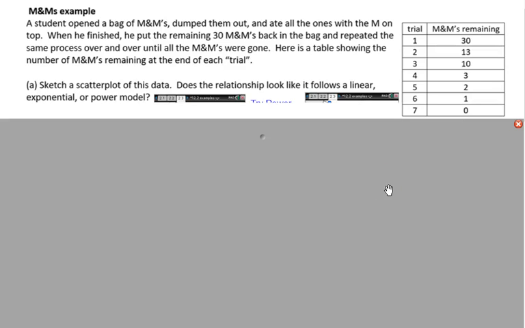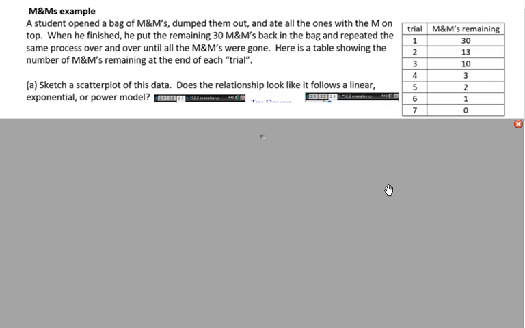Now we're going to look at another set of data that needs transforming to straighten it out. In this example, a student opened a bag of M&Ms, dumped them out, and ate all the ones with the M on the top. When he finished, he put the remaining 30 M&Ms back in the bag and repeated the same process over and over until all the M&Ms were gone.